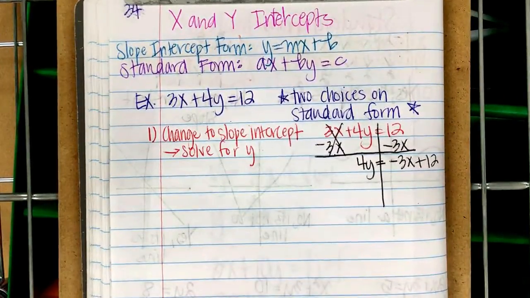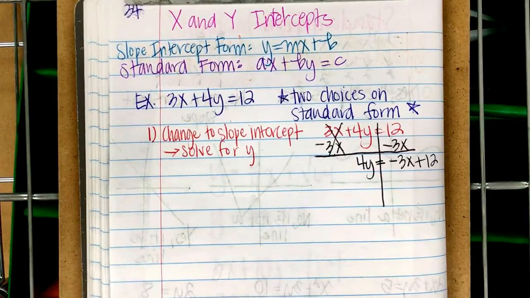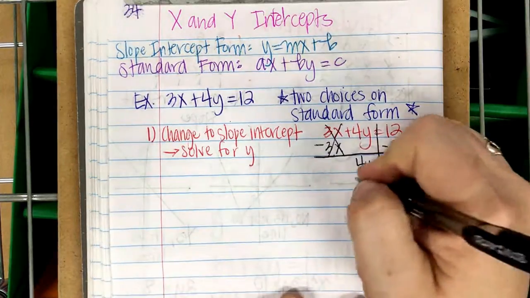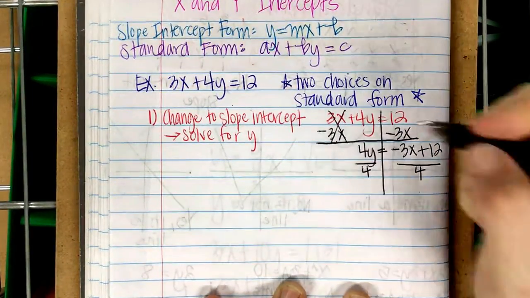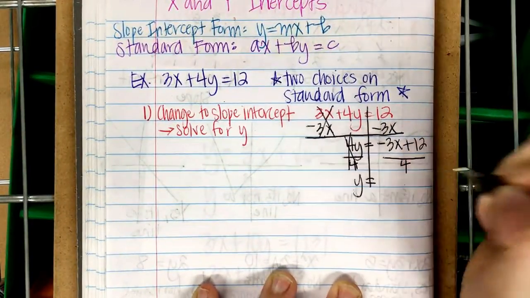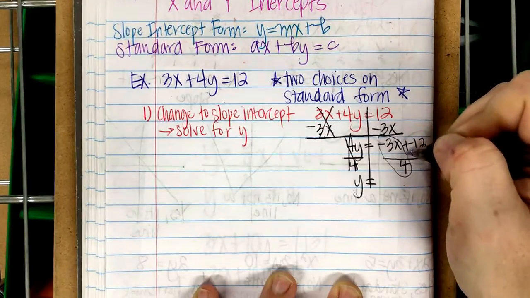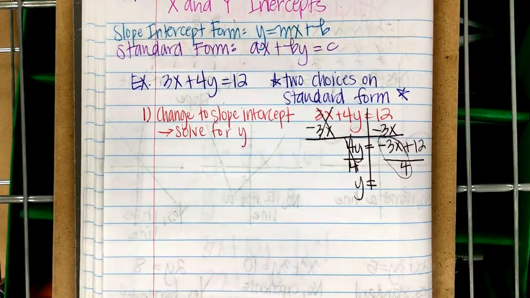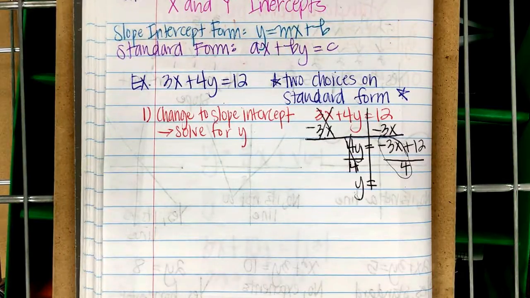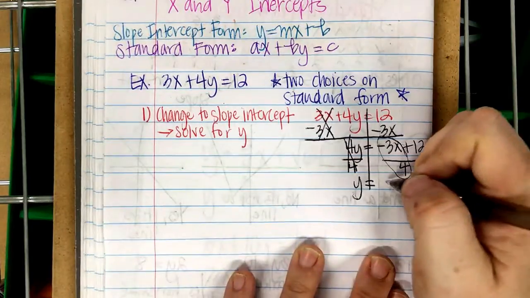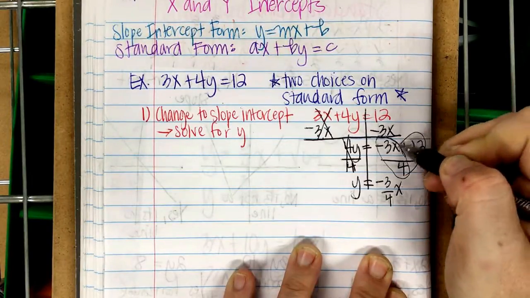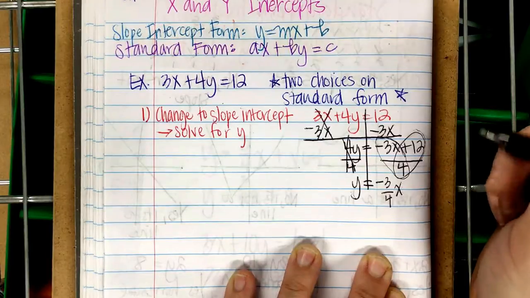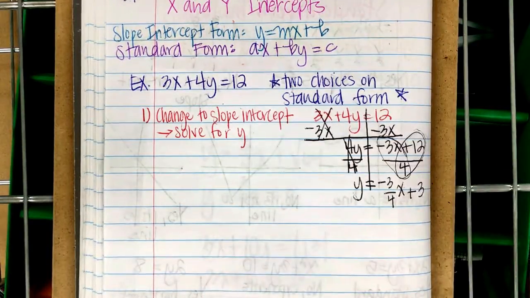Am I done? Is y alone? No, what's still with it? Divide by 4. Four divided by 4 cancels out, and I'm left with y equals, and then we draw this ugly heart. What's negative 3 divided by 4? Do you know? It's a decimal. Do we want decimals in slope-intercept form? So I'm going to leave it as a fraction, negative 3 over 4 x. And 12 divided by 4 is positive, so plus 3. Could you graph that now?